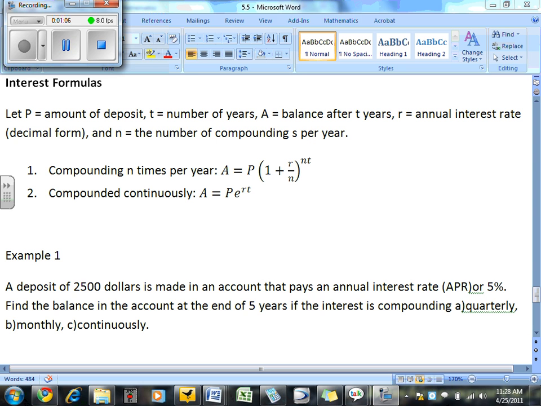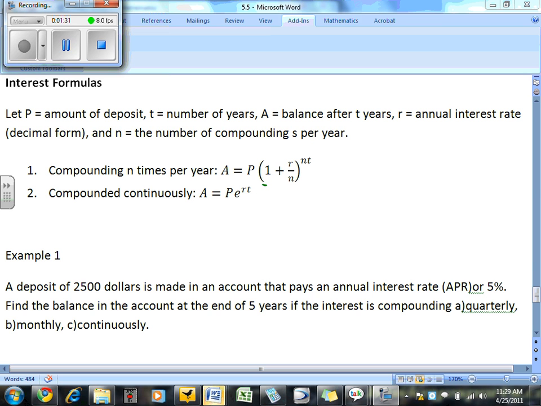When it's compounded n times a year, so maybe it's compounded twice a year, or quarterly, so that'd be 4 times a year, or maybe for some odd reason they compound it 10 times throughout the year randomly, I don't know, we'd use the first formula, where A equals the principal times 1 plus r over n, to the n t. So here's the other base that we were talking about.